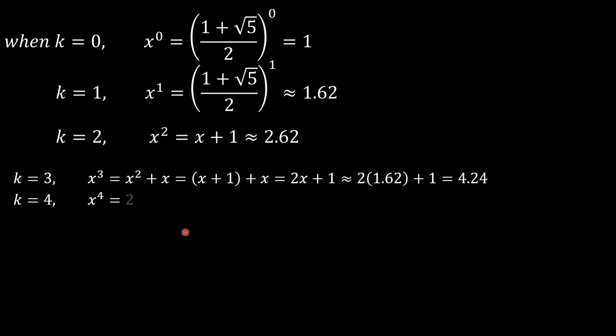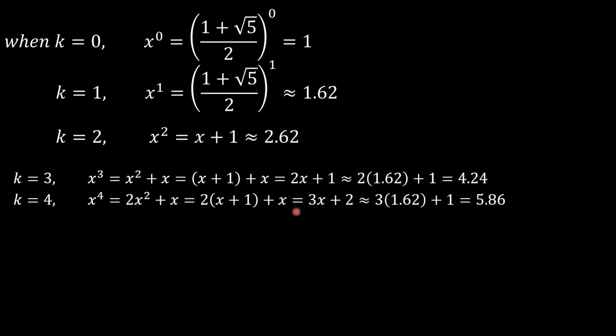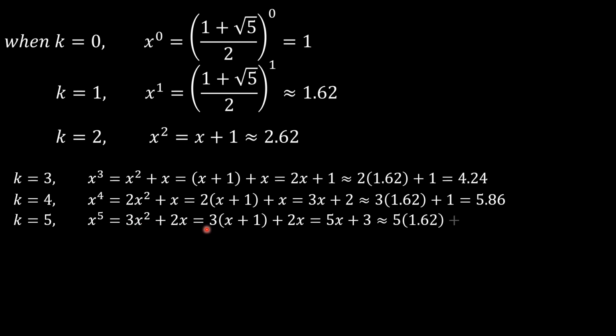When k equals 4, multiply x on both sides here, so we get 2x squared plus x, and so we eventually get 3x plus 2. Do the multiplication, 5.86. And k equals 5, x to the power 5 is the same as we multiply x on both sides here, so we have 3x squared plus 2x. In place of x squared, we just put x plus 1, and that leads to 5x plus 3. And we can substitute 1.62 in place of x, and so we get 11.10.